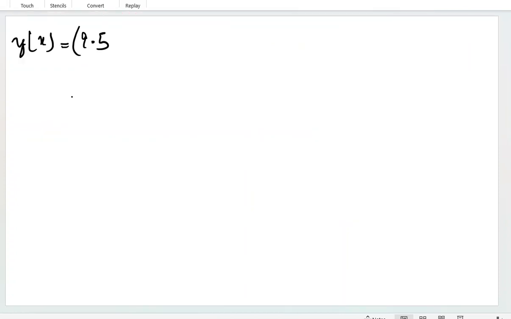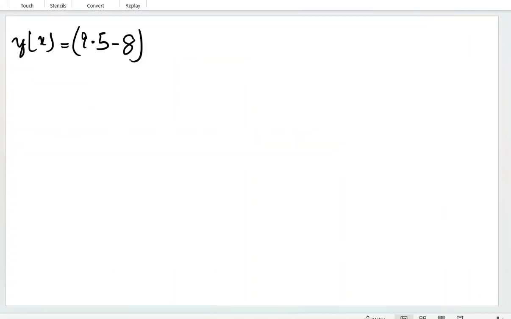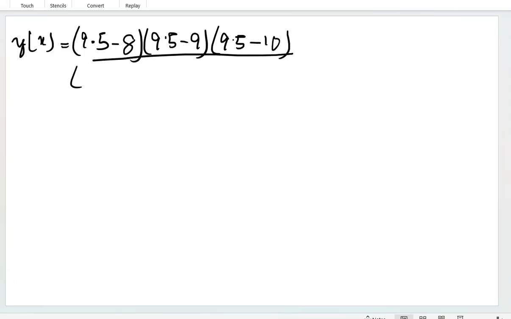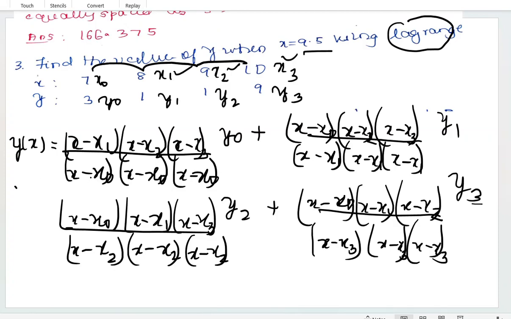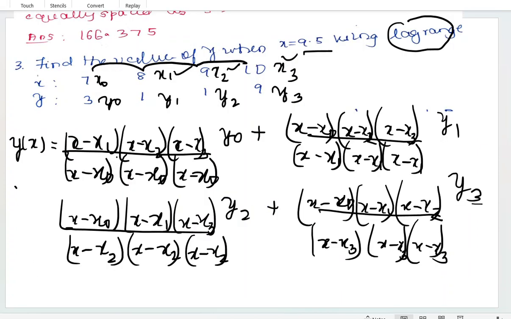So we write x, the x1 value over here is 8, 9.5 minus 9, 9.5 minus 10. This x value is what? 7. The formula is slightly changed.